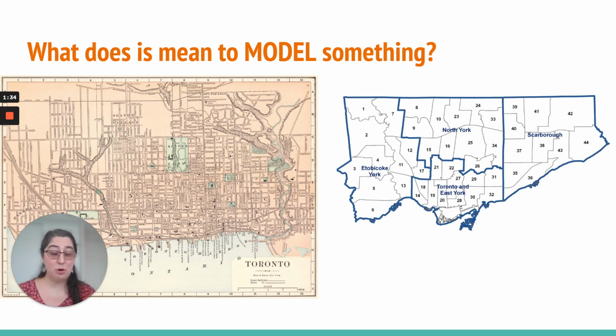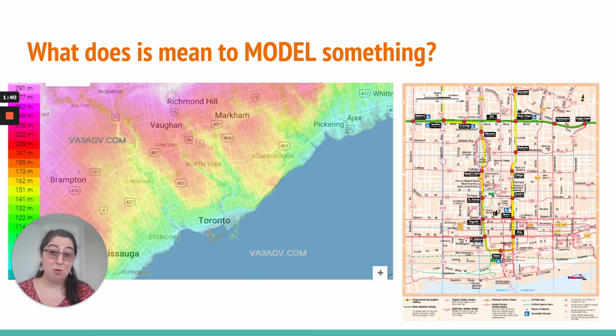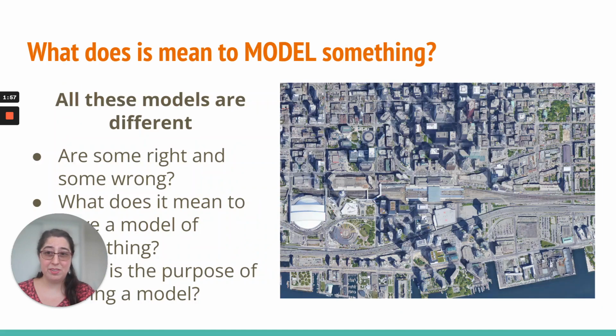I don't know if you guys know what models are. You can see here, these are models of the city of Toronto. Here are more models of the city of Toronto. So what do you think a model is? Well, it turns out a model is a representation of something. None of these are the actual city of Toronto, but they all represent something about it.